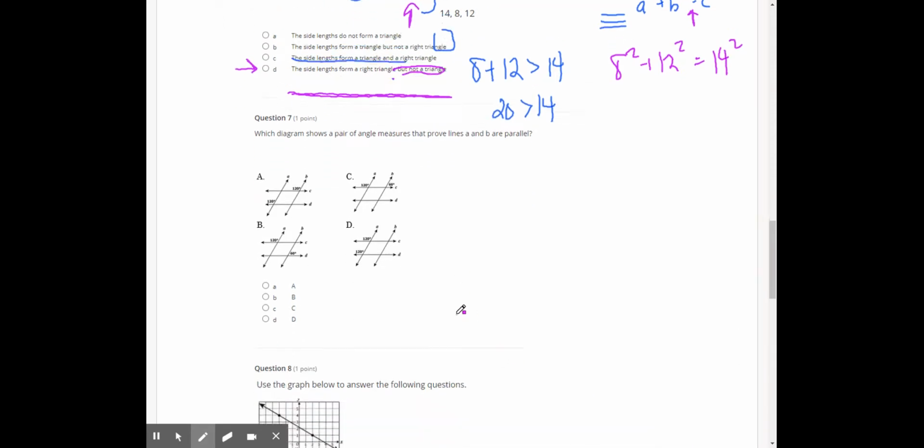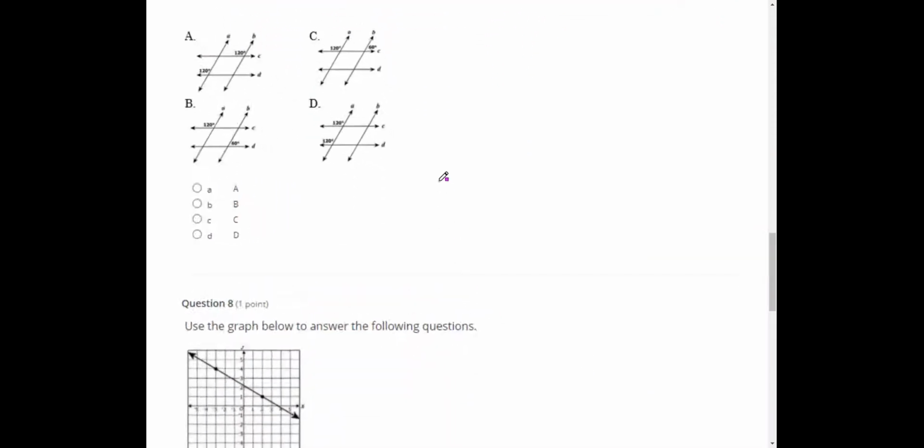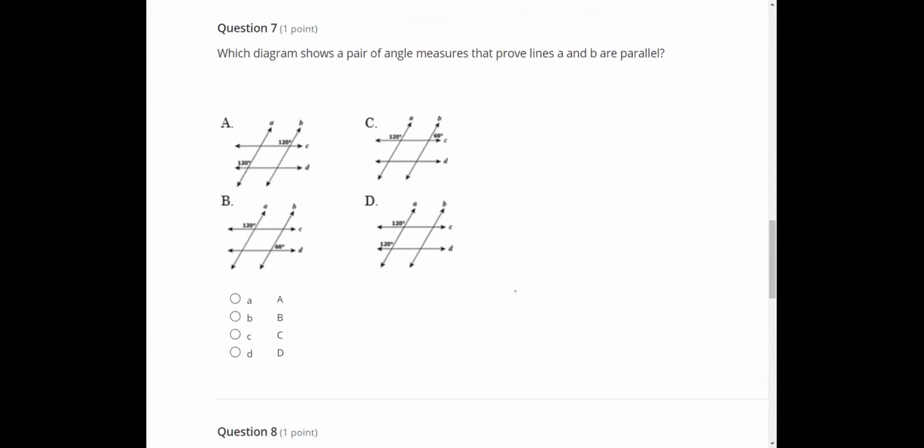Now we're up to the review part for like big test review. We've seen these a million times. Read the directions up at the top. Which diagram shows a pair of angle measures that prove lines A and B are parallel? So automatically, I'm going to highlight A and B. And I'm going to make sure there's some kind of transversal that connects two angles. So those two angles are not connected by a transversal. It can't be A.